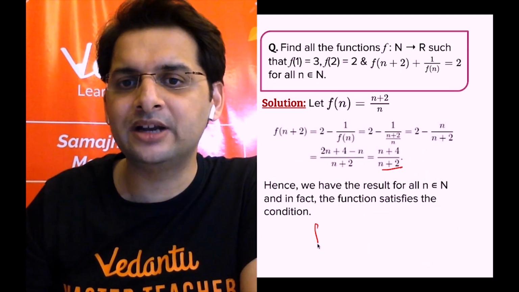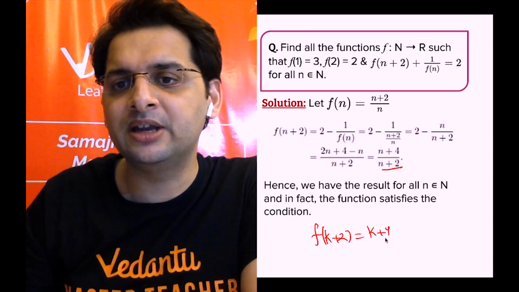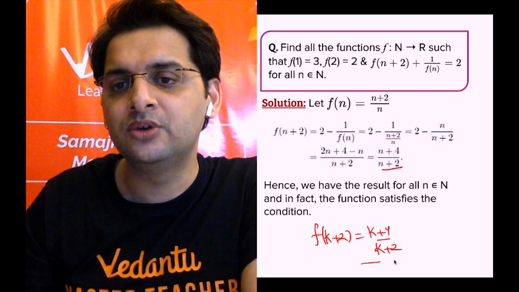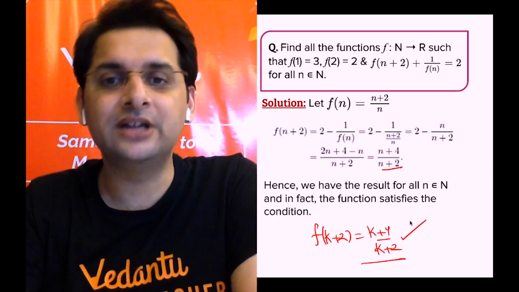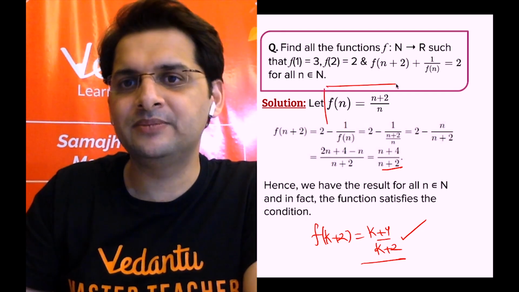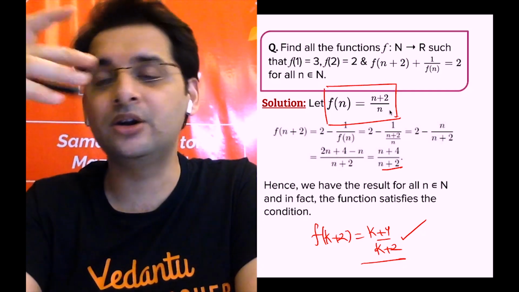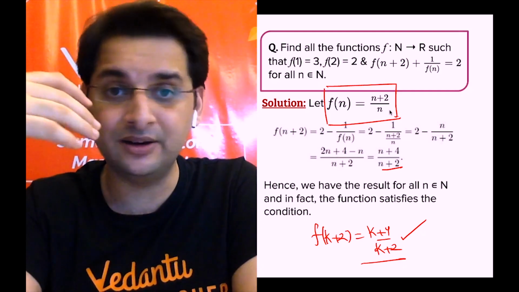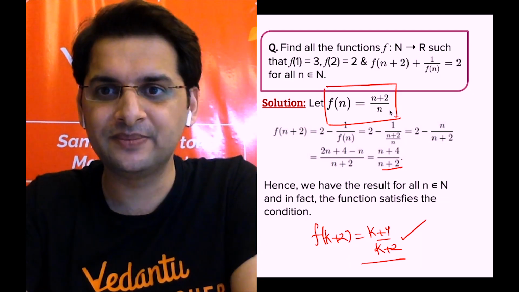f of k plus 2 will come out to be k plus 4 upon k plus 2, which completes the proof. And hence, our claim is true for all the natural numbers n. So the function is n plus 2 upon n. Right. So induction helps a lot in proving a lot of claims, which we may not be able to find easily by using normal methods.